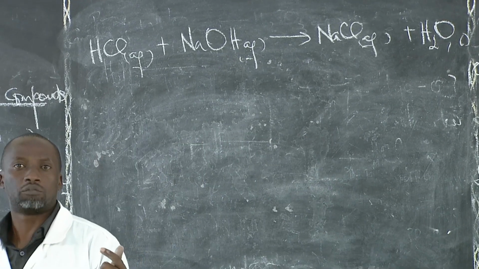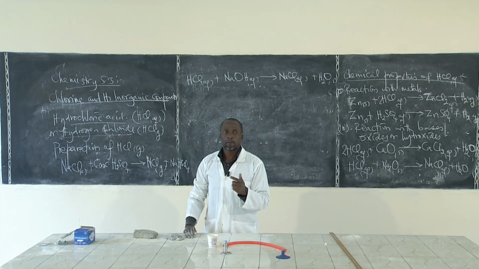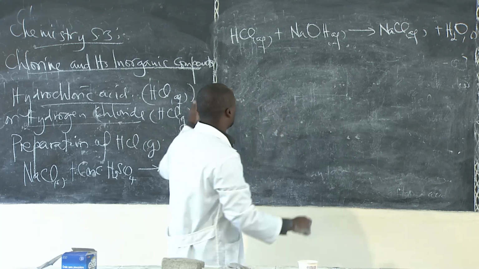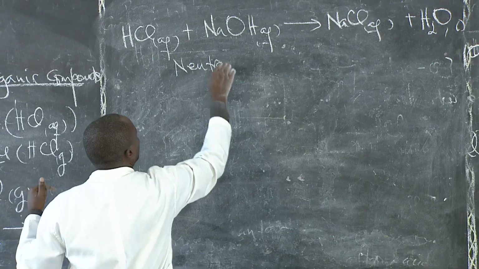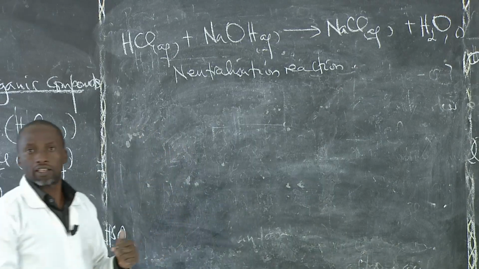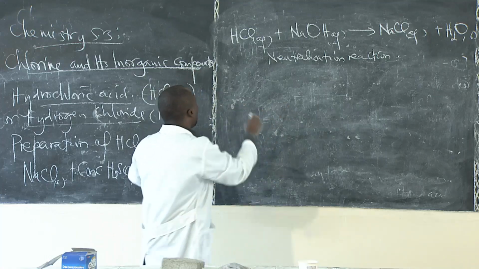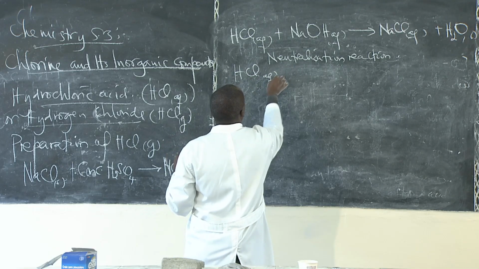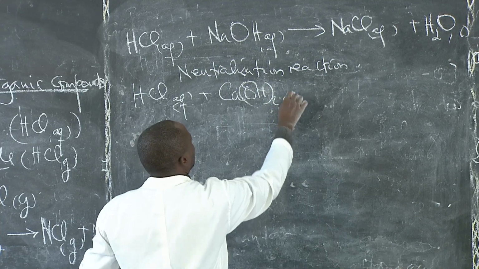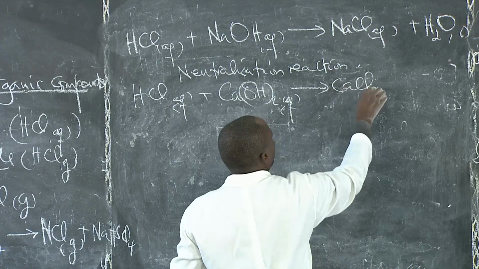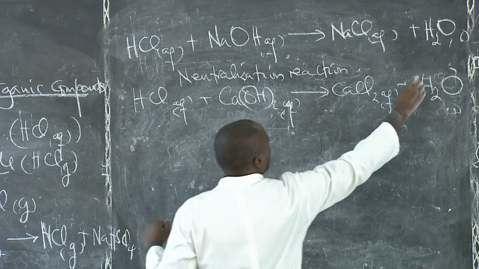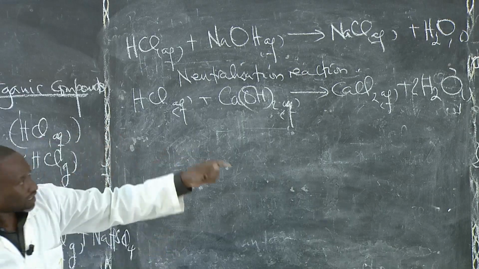This reaction has a special name. Do you still remember the name of this reaction? There is a special name that this reaction has. Very good. So this is a neutralization reaction. Neutralization reaction. So that is with the base. You can have other bases as soluble as possible, not necessarily sodium hydroxide. So you can have calcium hydroxide. This will give calcium chloride plus water as well. So that is the reaction with the bases.